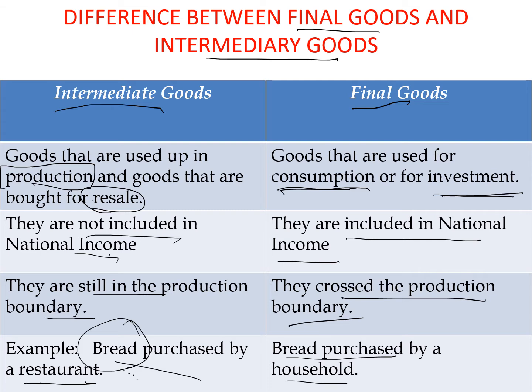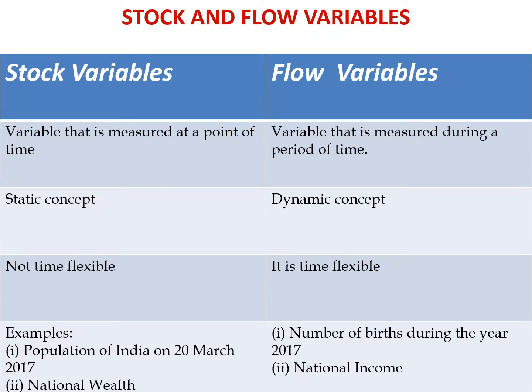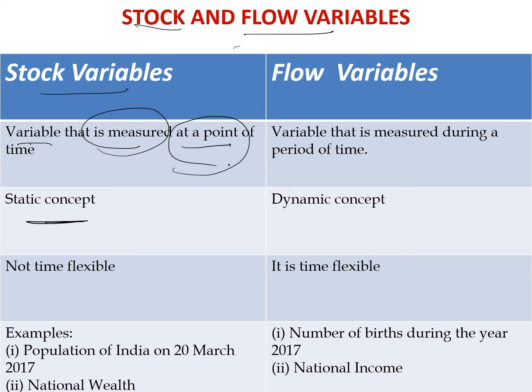Okay. Next one is stock variable and flow variable. What is a stock and what is a flow variable? A stock variable is measured at a point of time. At a particular point of time, it will be measured. It is a static concept, so it is not time flexible. For example, the population of India on 20th March 2017. On a particular day, they are calculating the population. So this is called a stock variable.